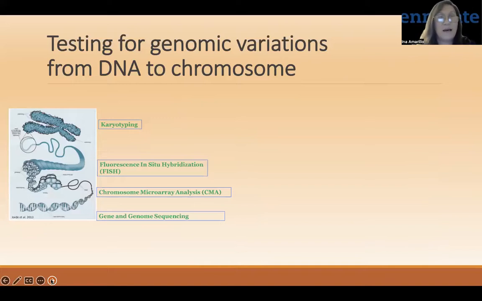So this is just an illustration of what we actually test for in our genetics lab. We test metaphase chromosomes for karyotyping. We test long interphase chromatin as well as metaphase chromosomes by using fluorescence in situ hybridization, or FISH. And then we look at DNA, long segments or short segments, by chromosome microarray analysis, as well as gene and genome sequencing at the DNA level. Next slide, please.